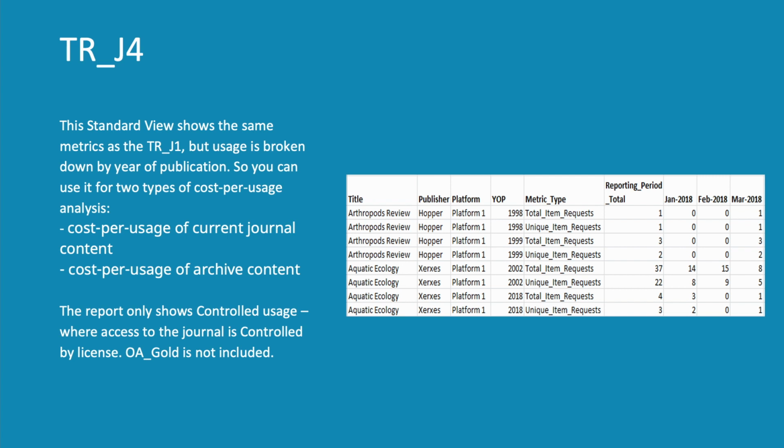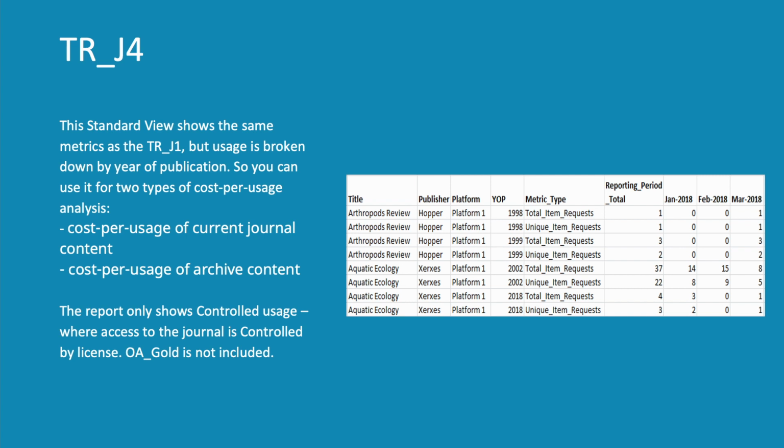In this example, we have limited or filtered by year of publication, so the report shows us activity for Arthropods Review in 2 separate archived years, 1998 and 1999. These are the top 4 lines that you see. For each year of publication, there are 2 lines. The first shows total item requests, and the second shows unique item requests.